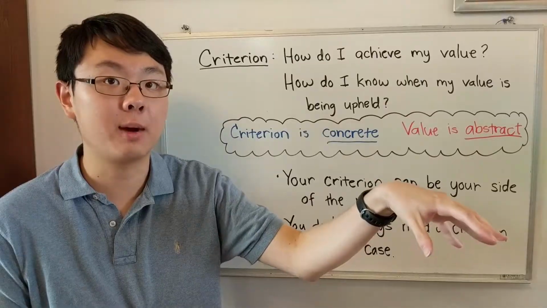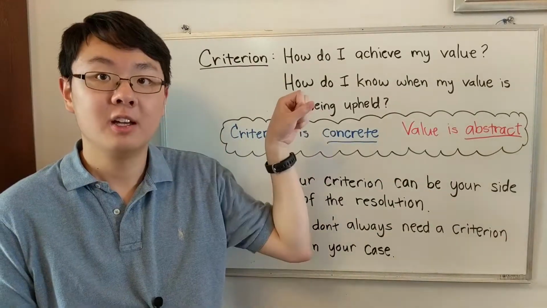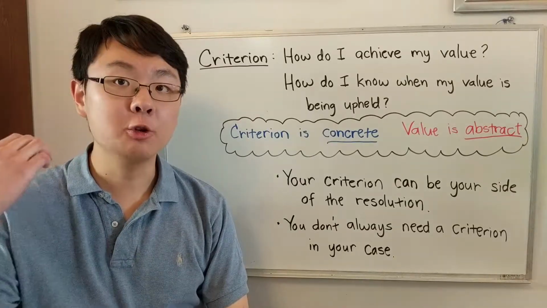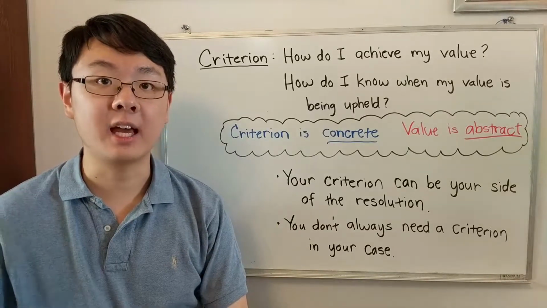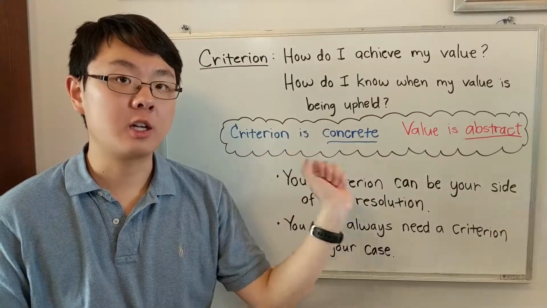And that's what we're talking about when we say my criterion for my value. It's like criteria except singular. More clearly, the criterion usually shows how you get to your value in your Lincoln-Douglas case. There's always a strong link between your value and your criterion.